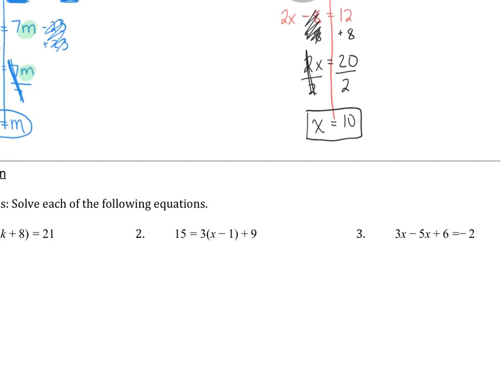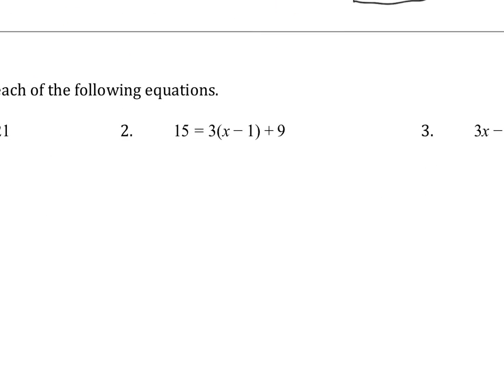So remember, for number 2, I always use the distributive property first. So I'm going to draw my line down the equal sign. I'm going to use the distributive property. 3 times x is 3x. 3 times 1 is going to be minus 3. And then I'm just going to drop down that plus 9. That 15, I did nothing with those.